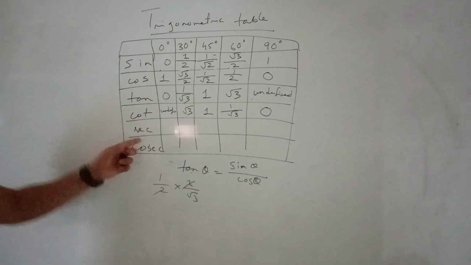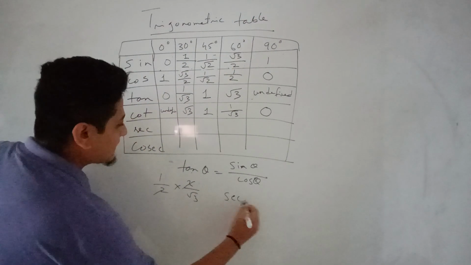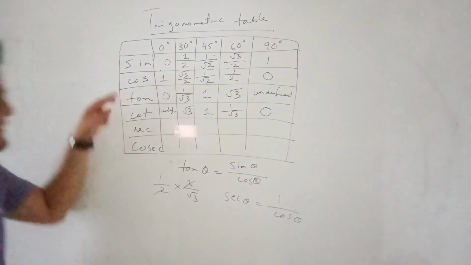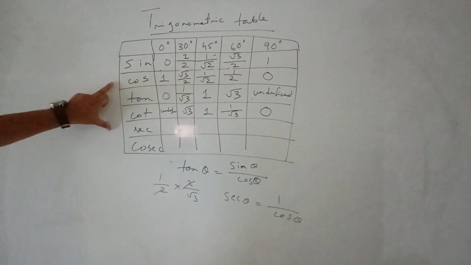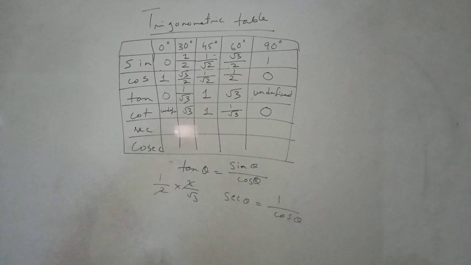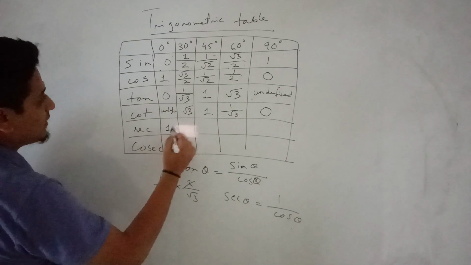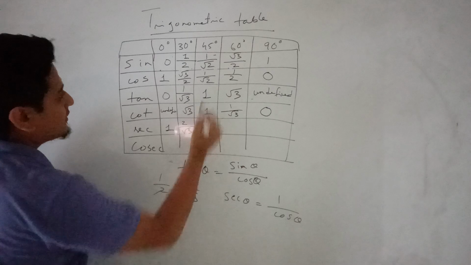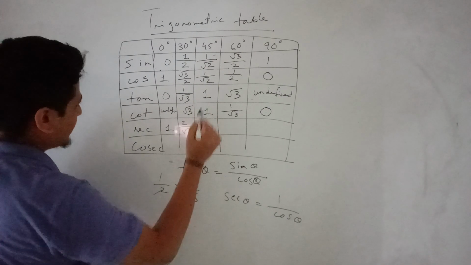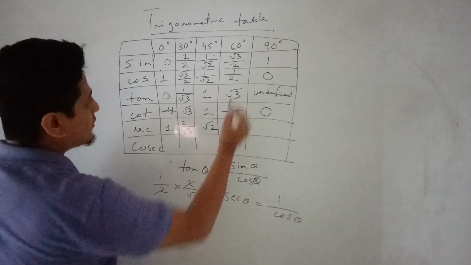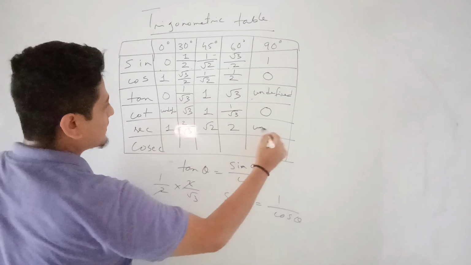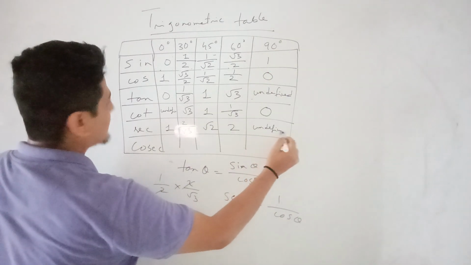Okay. For sec, what is sec theta? Sec theta is 1 by cos theta. So whatever is there in cos, just write the reciprocal in sec. So 1 by 1 is 1. 1 by root 3 by 2 is 2 by root 3. 1 by 1 by root 2 is root 2. 1 by 1 by 2 is 2. And 1 by 0 is undefined.